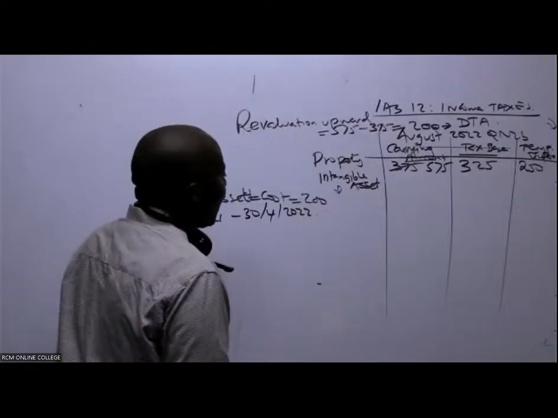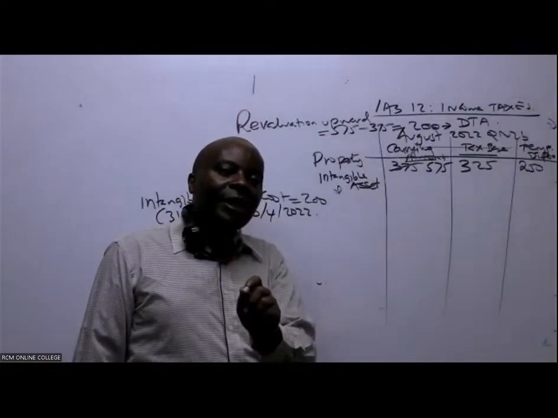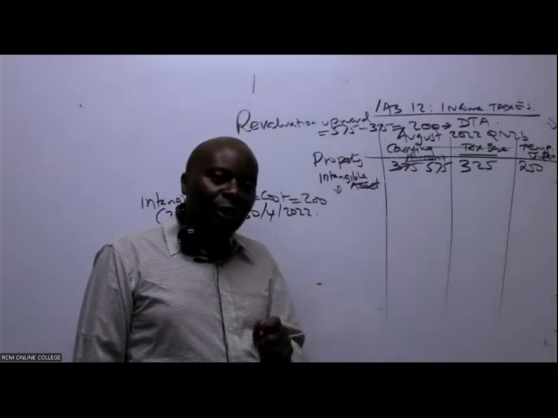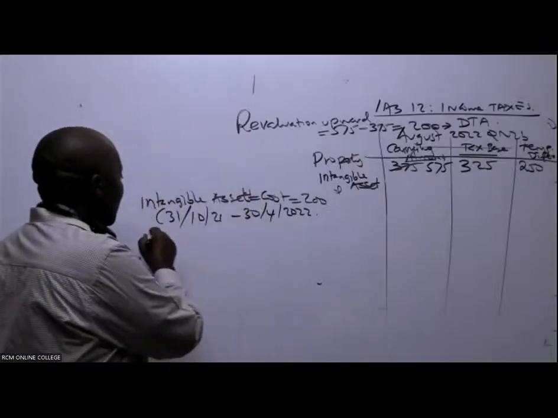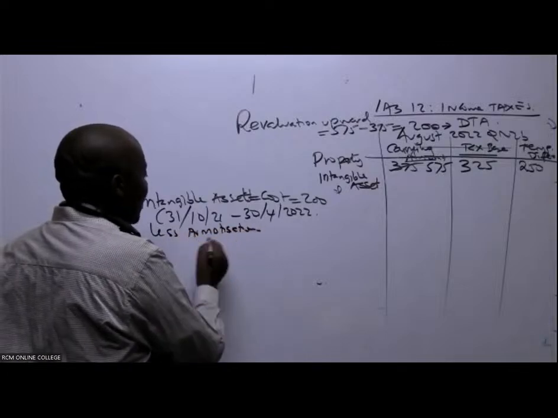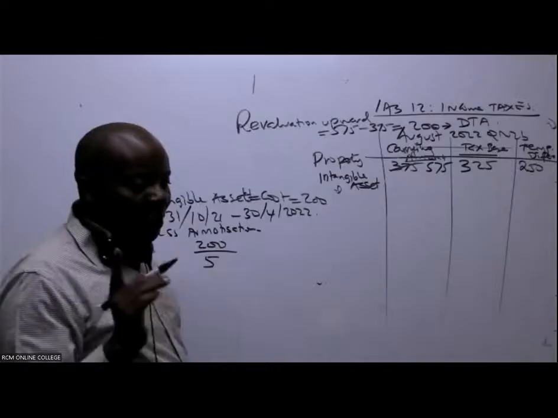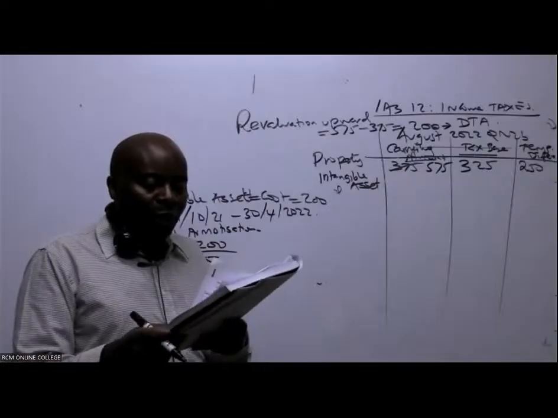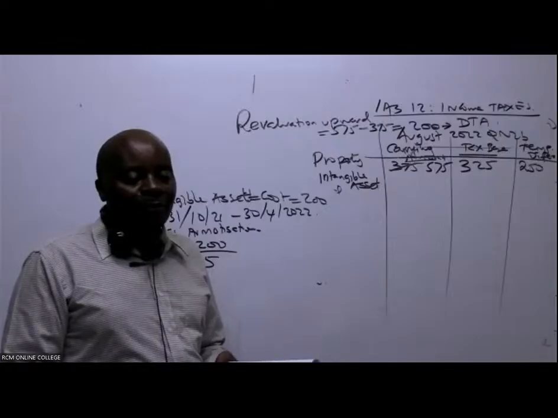From the time when we incurred this cost, time has lapsed. So we must charge amortization to be able to get the net book value, because amortization is the language of depreciation, but for intangible assets, you call it amortization. So less accumulated amortization. Very easy. They have told us it is straight line, and the economic life is 5. So we have 200 divided by 5.